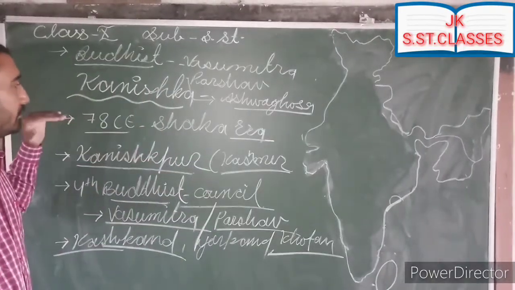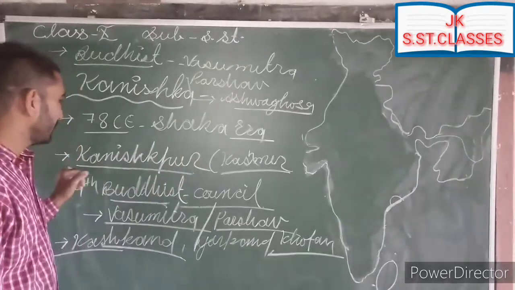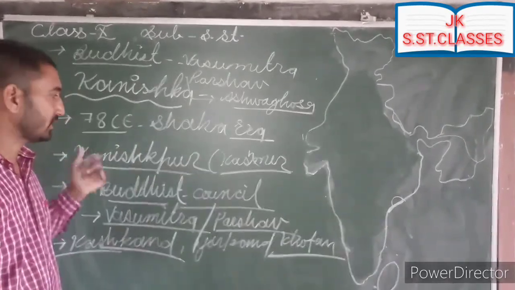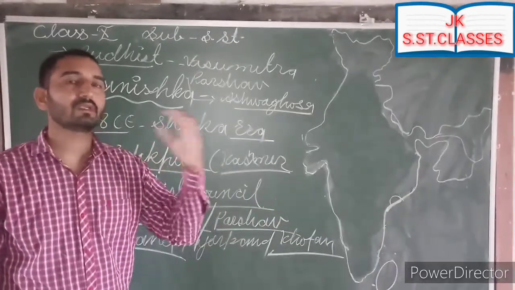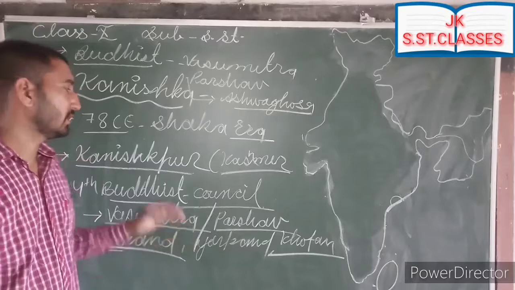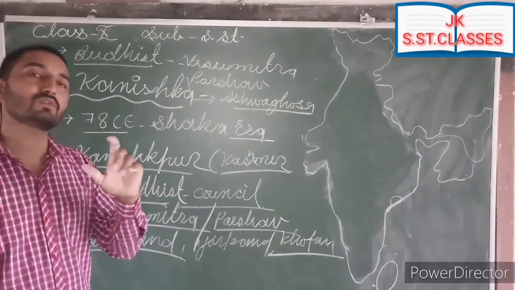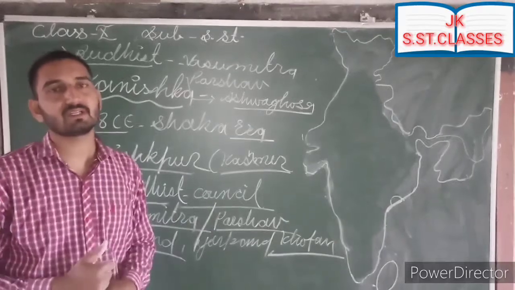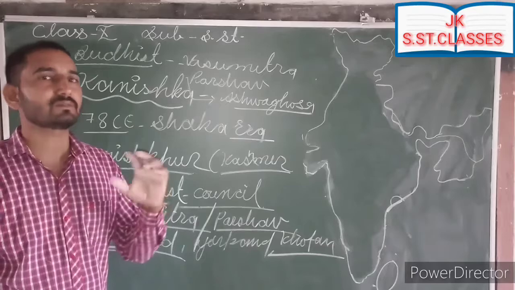Okay, Kanishka started a new era, the Shaka era, in 78 Common Era. He populated a new town in Kashmir after conquering Kashmir. Means first he invaded Kashmir, and after conquering he established a new town, Kanishkpur, there. Kanishkpur is also present in Kashmir at present with the name Kanishkpur. At present Kanishkpur is not a town, it's a small village.